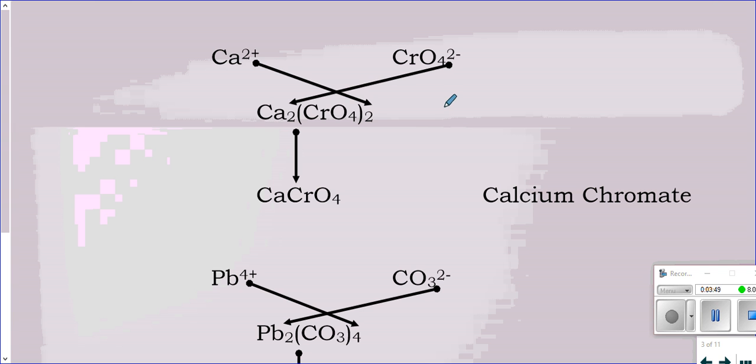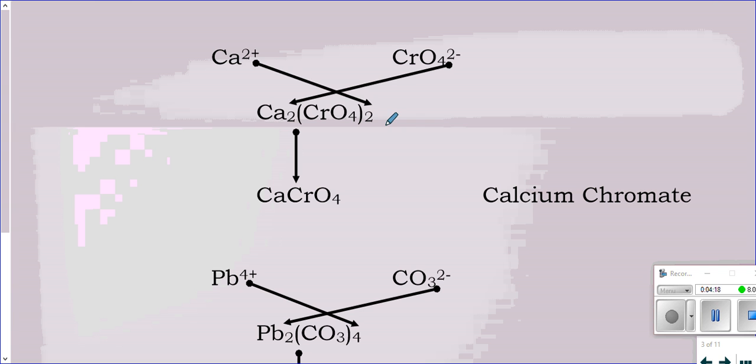Here we're going to put together calcium chromate. So they both have a charge of 2. So when we cross and drop them together, we get Ca2(CrO4)2. It's so important around your polyatomic ions that if you have more than one, you have to put the parentheses around them. If not, you end up with the formula CrO42, and that does not look right at all.